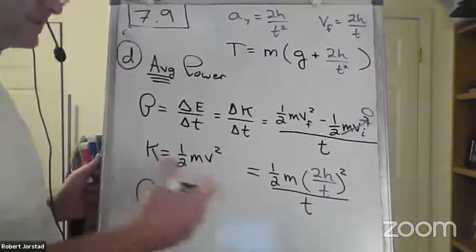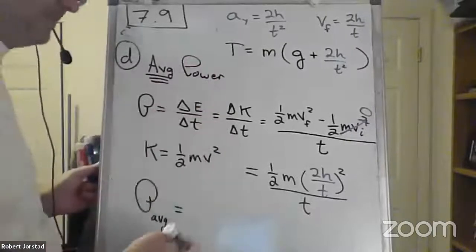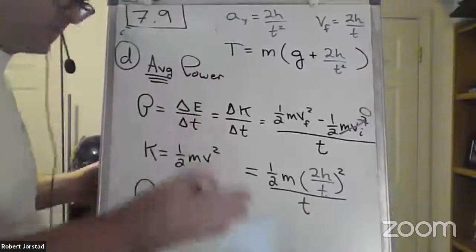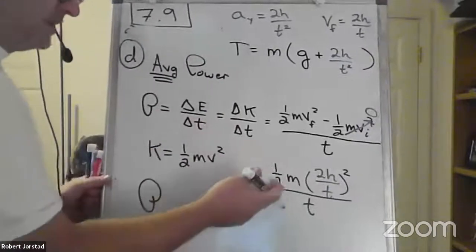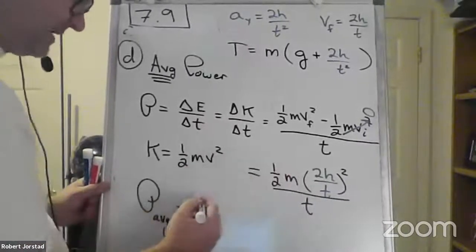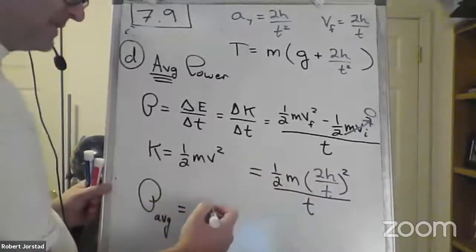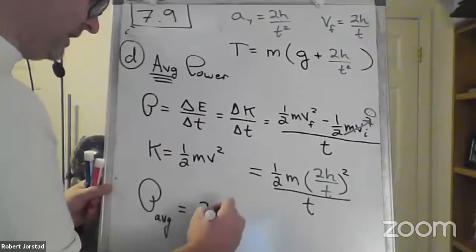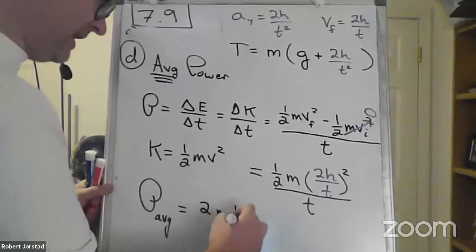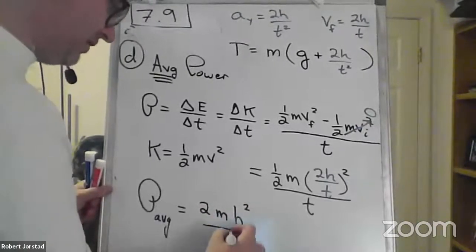Power average exerted by the motor, right? The motor is basically causing this thing to speed up. Gravity is doing something else. We'll worry about that later. But so we have 1/2, let's see. There's going to be a 2 pop out. So what do we get? I think we get 2mh squared all over t cubed.